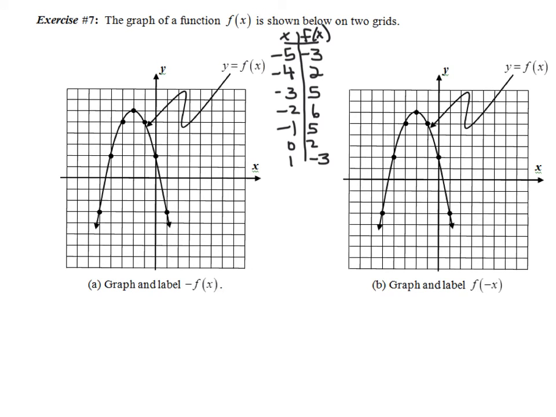For exercise number 7, I've recorded the ordered pairs that are graphed for the function f of x. What I'd like you to do is take a few minutes and do each transformation, part A and part B, creating a new table of values and then plotting those points. Come back when you have both part A and part B completed and check your work with mine.